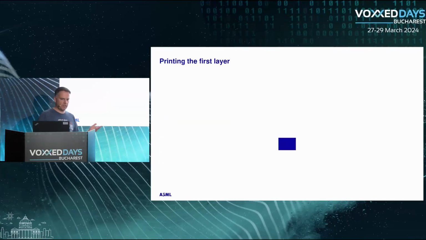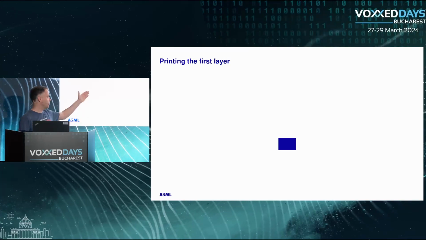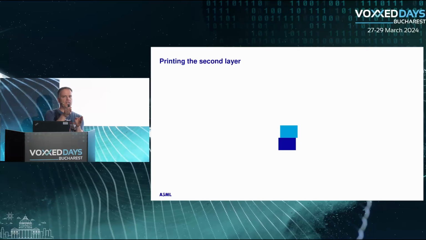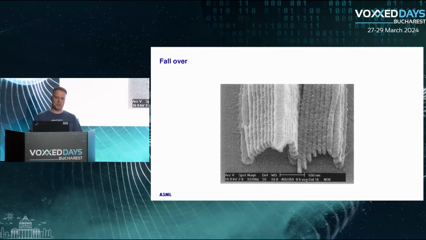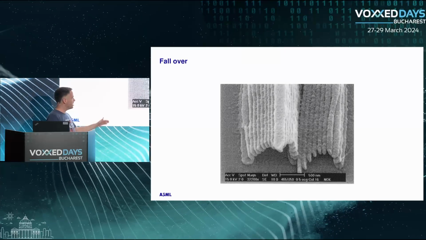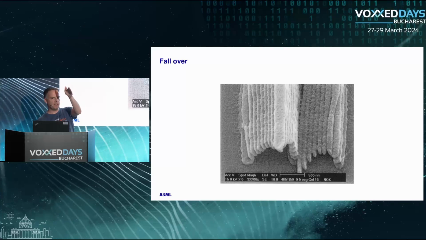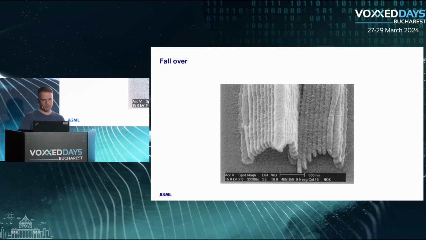But still, some things might go wrong. So let's see, if we print 2 layers on top of each other. We begin with the first layer, and then we print the second layer on top of it. It deviates a little bit. It's not really what we want, but still okay-ish. But if you do that too long, you can get to something which is called fallover. So basically, each line is shifted a little bit until everything falls over, and basically you have a broken chip.